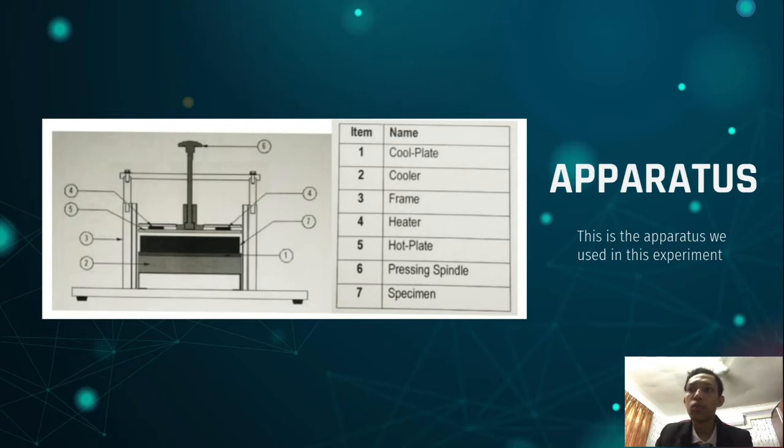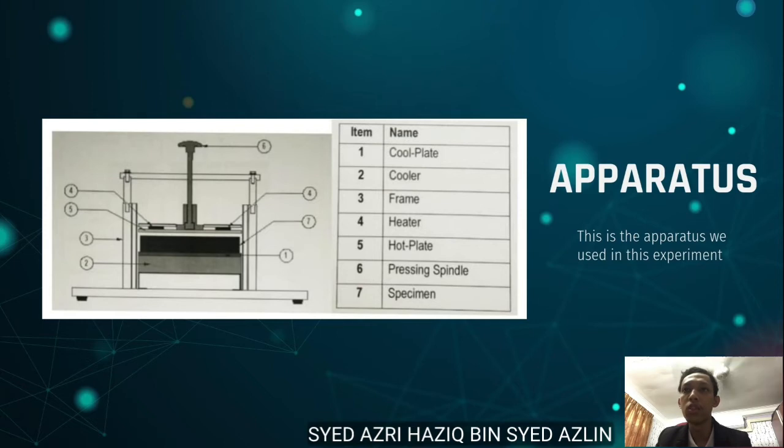This is the apparatus we use in this thermal conductivity experiment. There are seven types of apparatus in this experiment, which are the cool plate, cooler, frame, heater, hot plate, pressing spindle, and the last one is the specimen.